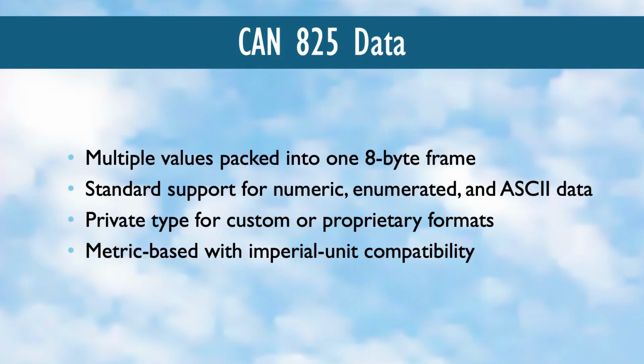ID. A single CAN-825 frame, up to 8 bytes, can pack multiple data elements, for example, 4 bytes of latitude followed by 4 bytes of longitude. The specification defines standard data types, signed and unsigned integers, floating point values, enumerated types, and ASCII strings. A private data type is available for proprietary or custom formats. The standard is metric-oriented but accommodates imperial units, feet, pounds, gallons, used by some airframe manufacturers.